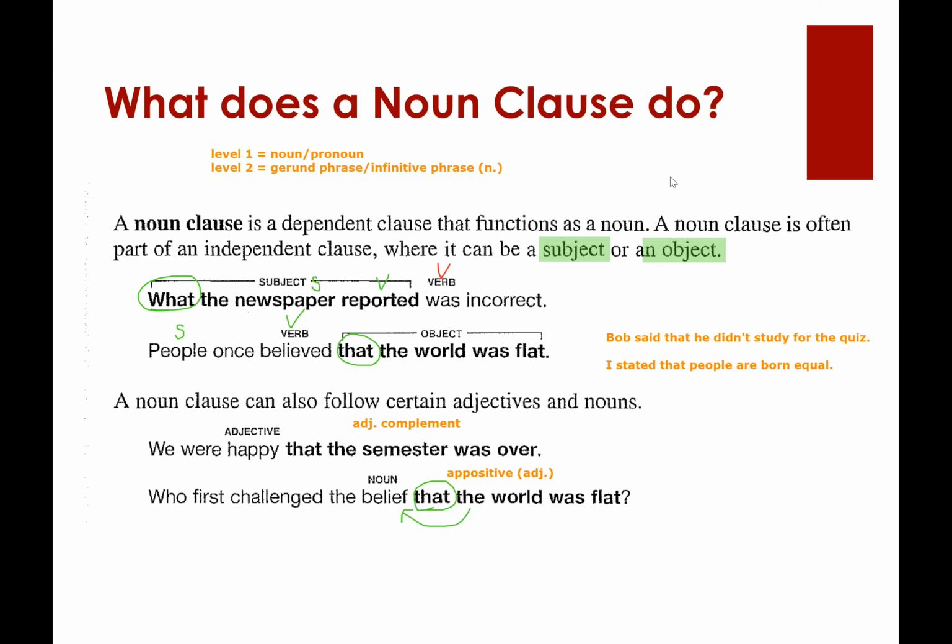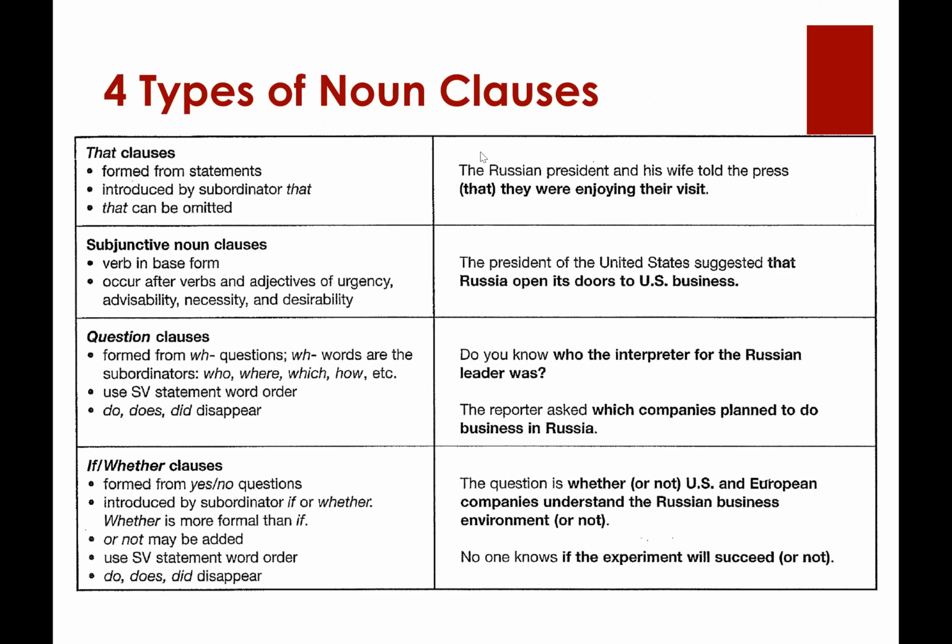All right. So if we take a look here, there are 4 types of noun clauses, 3 main types, of course. So I'm going to highlight the 3 main ones. The that clause, which starts with that. The question noun clause, which starts with the WH words and how. And our if or whether clauses. All right, so let's take a look at these 3 first.